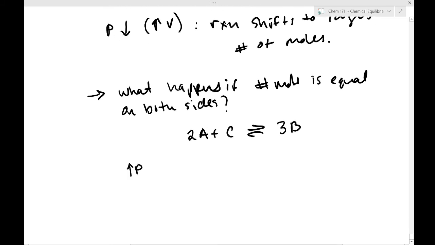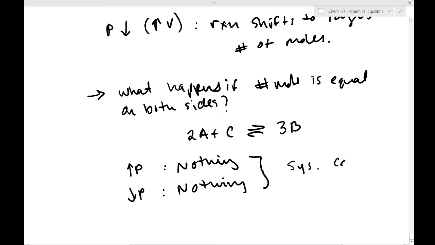If you increase the pressure, nothing happens. If you decrease the pressure, nothing happens. Okay? The system cannot respond. The system can't respond to this, so it doesn't. And as a matter of fact, the equilibrium itself doesn't change at all. Okay, so that's pressure.